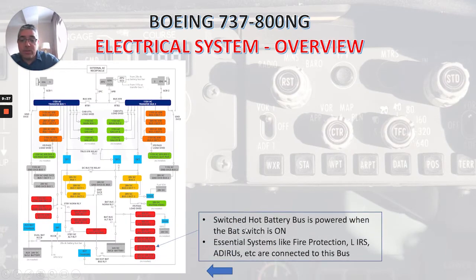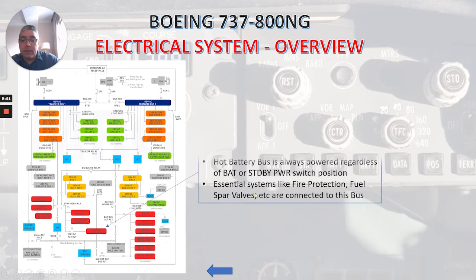Let's start with the switch hot battery bus. It is powered when the battery switch is on. Essential systems like fire protection, left IRS, and ADIRU are connected to this bus. Now if we talk about the hot battery bus, it's always powered regardless of battery or standby power switch position. Essential systems like fire protection and fuel spar valves are connected to this bus.